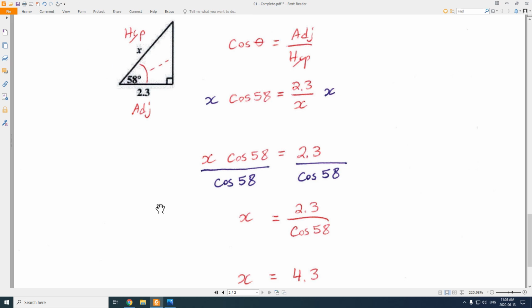All right, so at this point, there's a couple of practice questions for you guys to try out. Really, the main thing here is label your triangle, figure out which two sides are important, match those two sides up with SOHCAHTOA to figure out which equation you use, plug in everything, right, and then solve it.